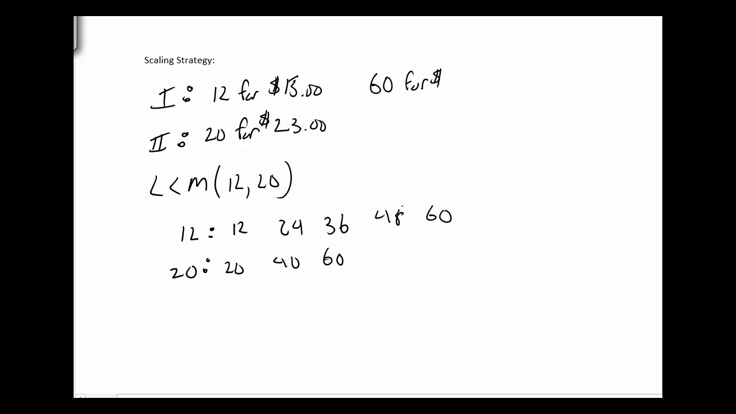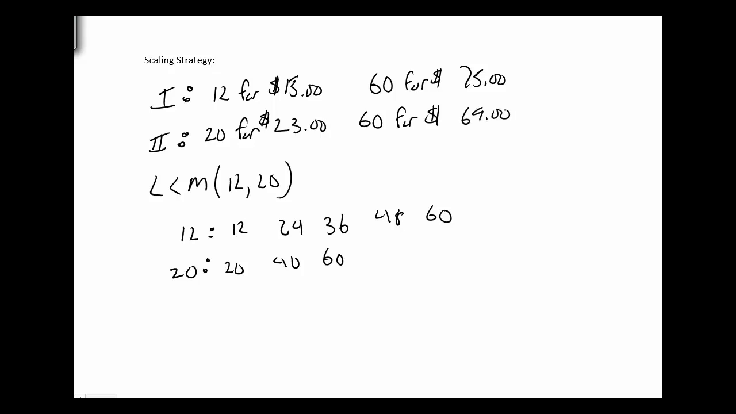So 4 times the 15. Let's see, hold on, let me make sure I'm doing this right. 5 times 12 is 60. So 5 times the 15 is $75. And with plan 2, let's see, so I want 23 times 3, which is $69.